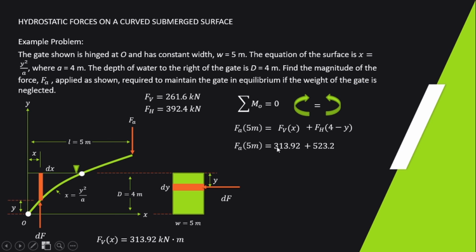So, sum natin. So, ibig sabihin, FA times 5 meters, that is 313.92 plus 523.2 na yung unit nila is kilonewton meter. So, yung sum nila is 837.12 kilonewton meter. So, divide both sides by 5 meters. So, dapat makukuha natin is kilonewton for FA. So, the value of FA now is 167.424 kilonewtons. And ito yung sagot or answer for this example problem.